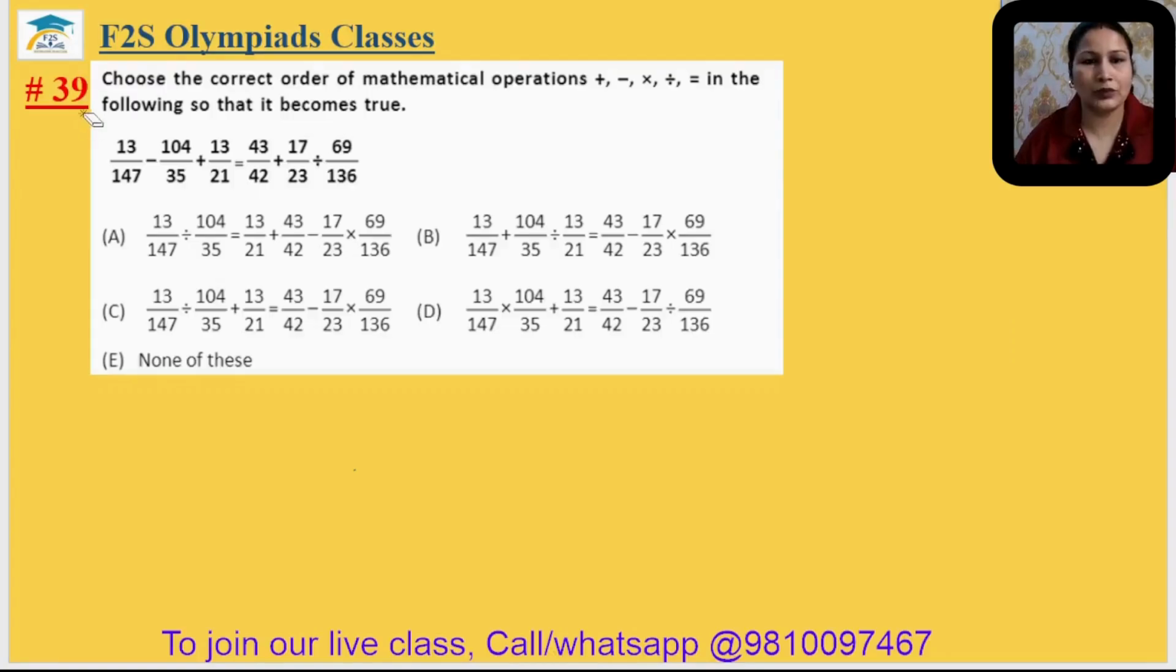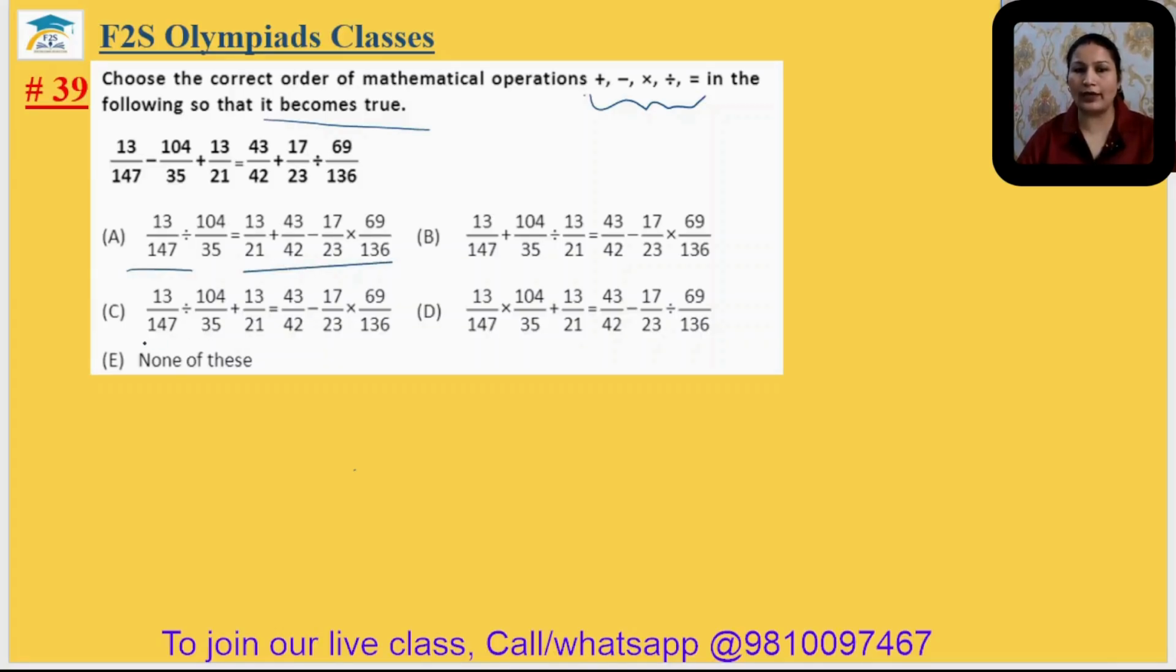Okay. Question number 39. Choose the correct order of mathematical operation plus, minus, multiply, division equal to in the following so that it can become true. So we can see these fractions are used in all the options, okay, with the different position of all the mathematical operation. So you can simplify it in your notebook and you can check whose LHS is equal to RHS.